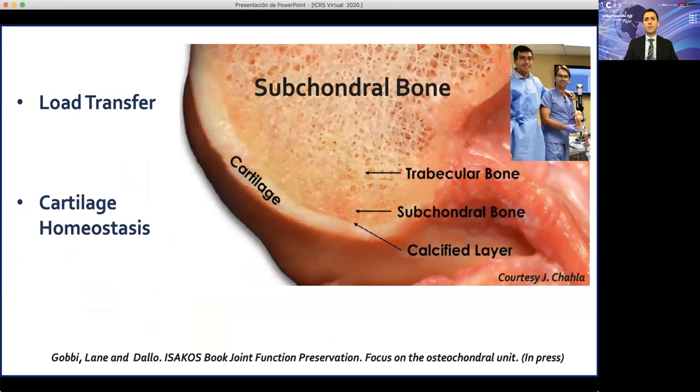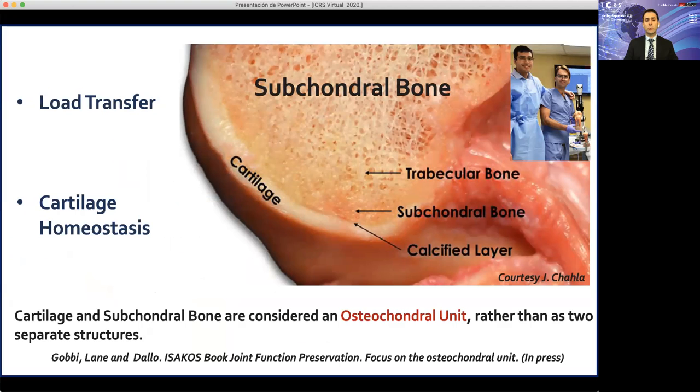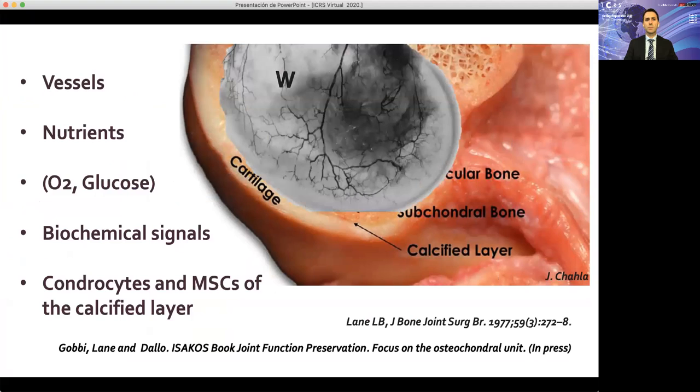Look at this beautiful picture from my friend Dr. Jorge Chala. The subchondral bone is now a key component in the homeostasis and load transfer of the cartilage. So now, cartilage and subchondral bone are considered an osteochondral unit rather than two separate structures.